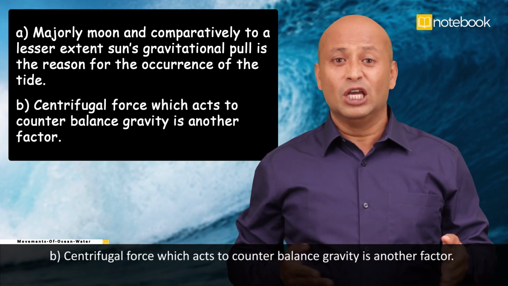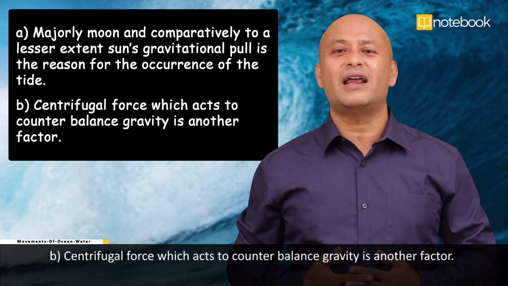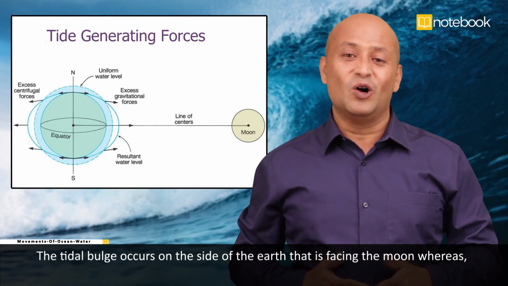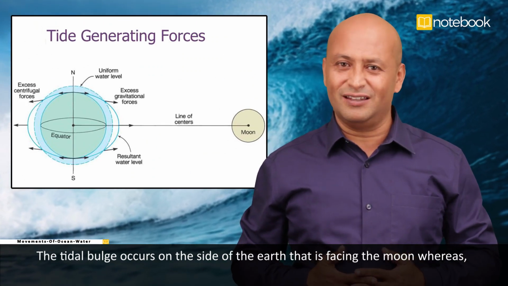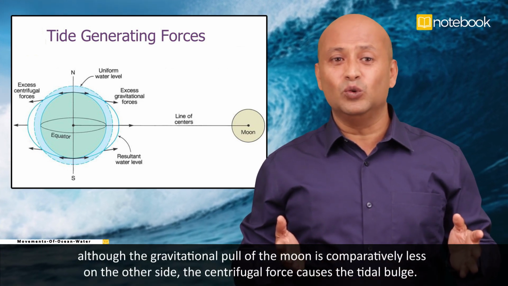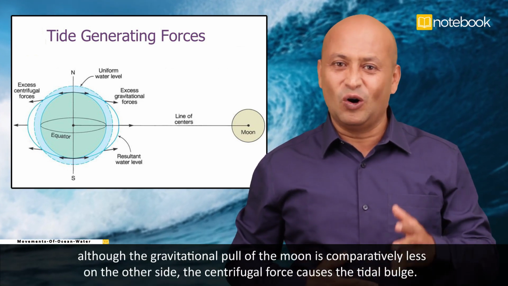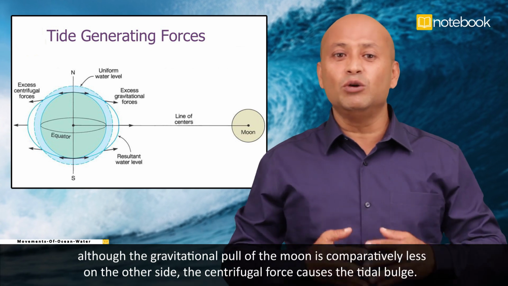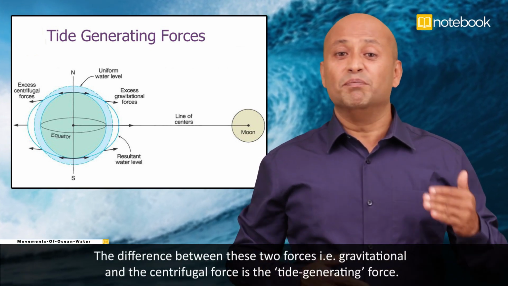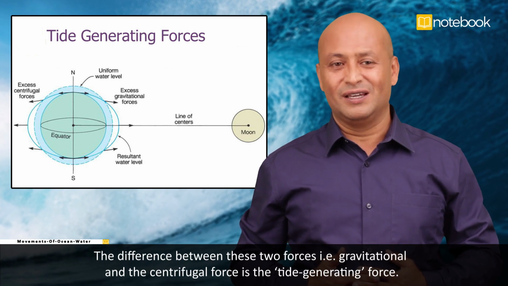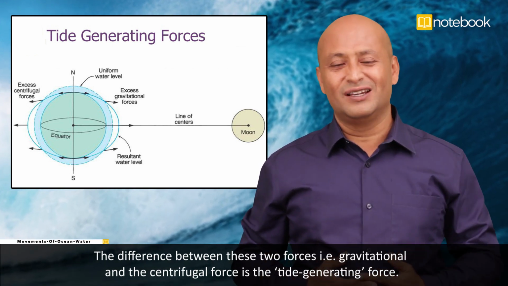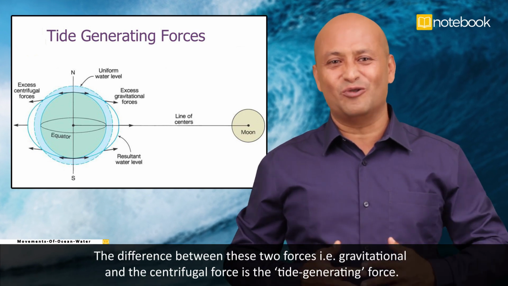Centrifugal force, which acts to counterbalance gravity, is another factor. The tidal bulge occurs on the side of the Earth that is facing the Moon, whereas, although the gravitational pull of the Moon is comparatively less on the other side, the centrifugal force causes the tidal bulge there. The difference between these two forces, that is, gravitational and the centrifugal force, is the tide generating force.